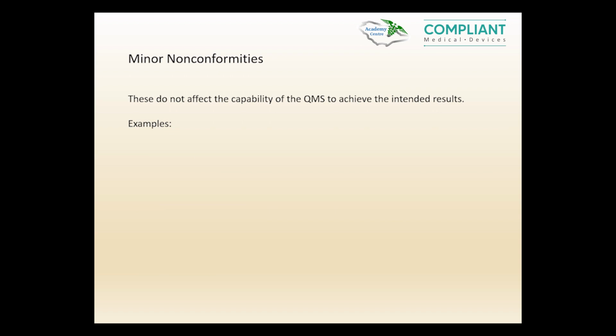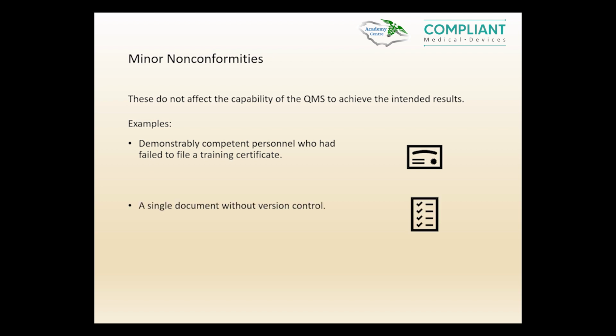The minor nonconformities do not affect the capability of the quality management system to achieve the intended results. Examples, competent personnel who, however, had not filed their training certificate. A single document without version control, and finally, a calibrated measuring tool but without identification.